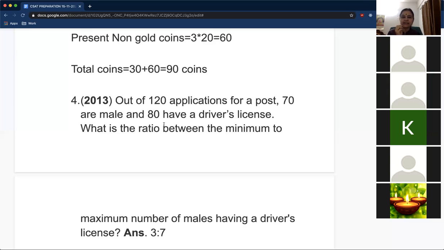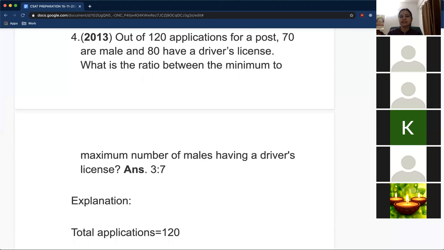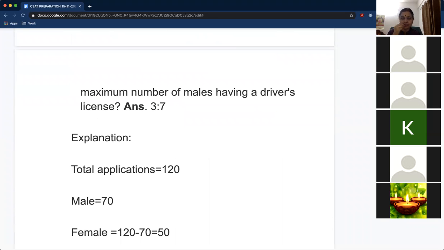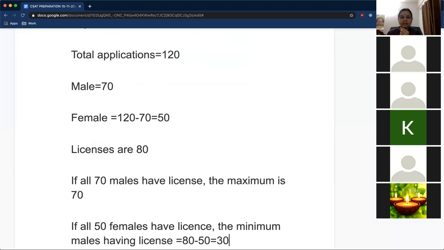First, what is the data given to us? What is the total applications? Total number of applications is 120. In that, how many male are there? 70. So how many will be female? 50. Right. Now how many are having a driving license? 80. So suppose I think all males are having a driver's license, all 70 are having. So 10 will be left.